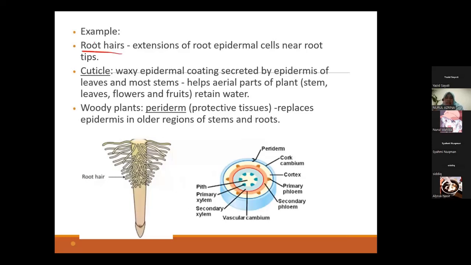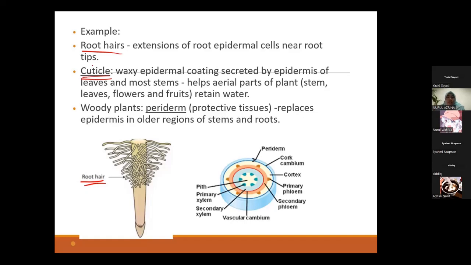for example, the root hair. So root hair is basically part of the dermal tissue. So root hair is the extension of the root epidermal cell near the root tips, right? That helps to absorb water or minerals.